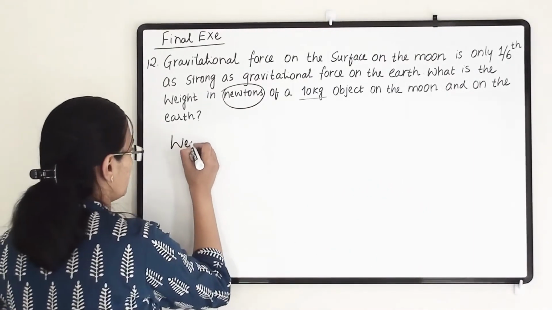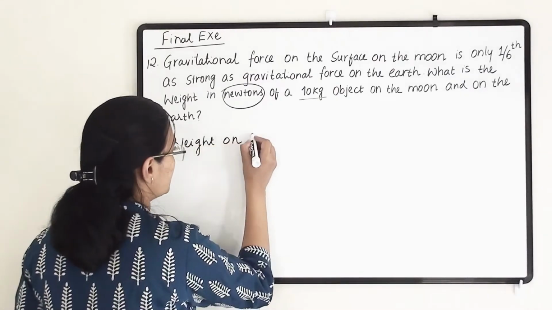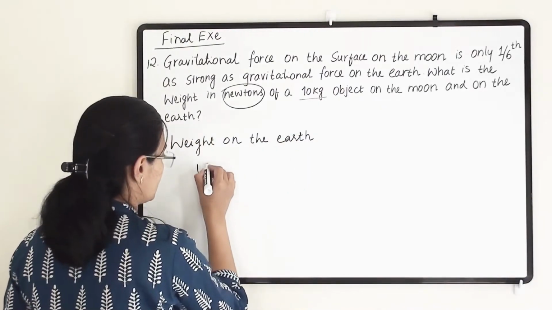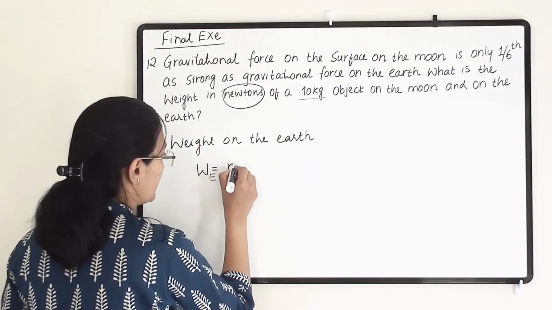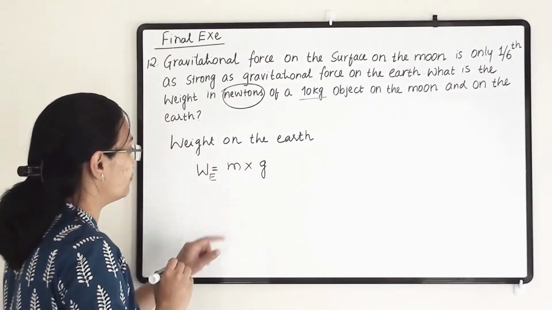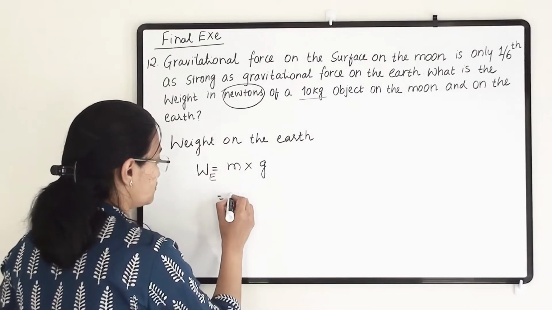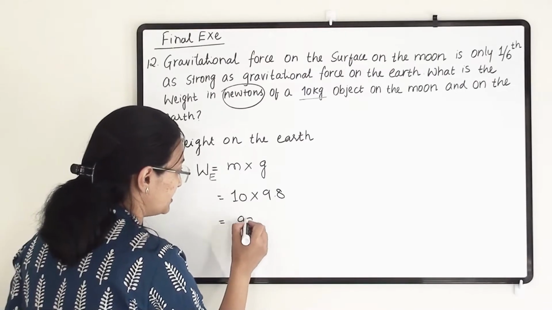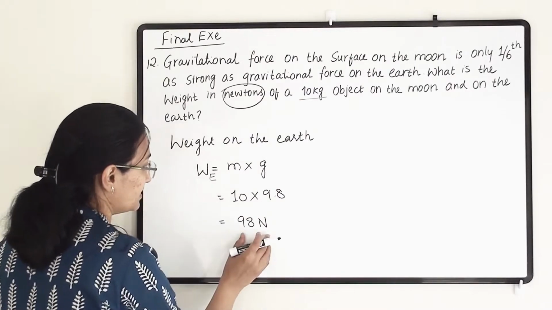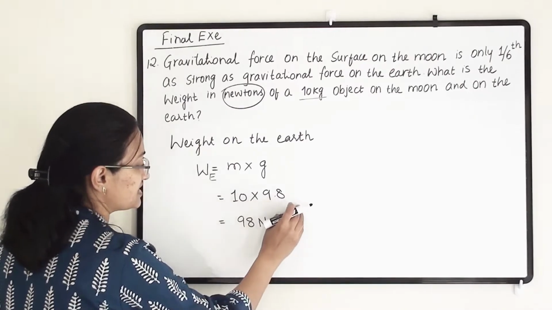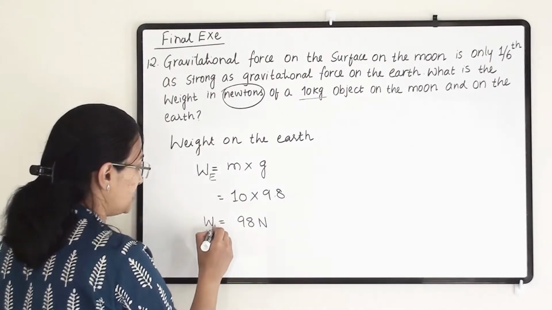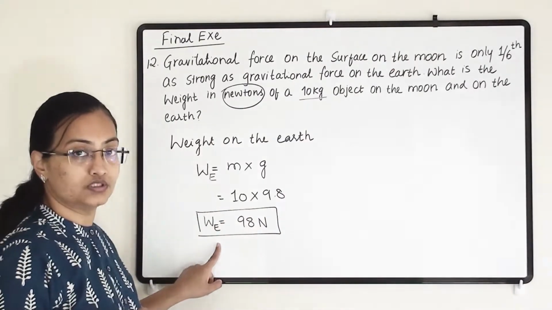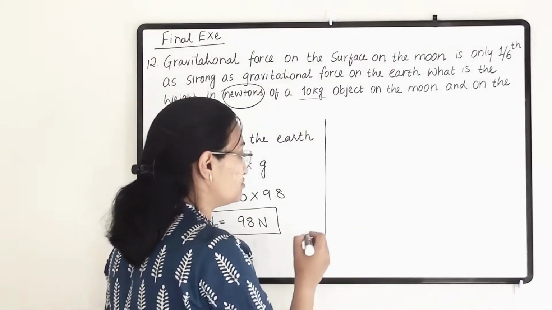So weight on the earth, W_E, equals m into g. So m is going to be 10 kg. So here 10, and g's value is 9.8. So our answer is 98, and that is in Newton. Kg meter per second square, so that is Newton. So weight is in Newton, and this much weight is there on the earth. Now we are finding the weight on the moon.